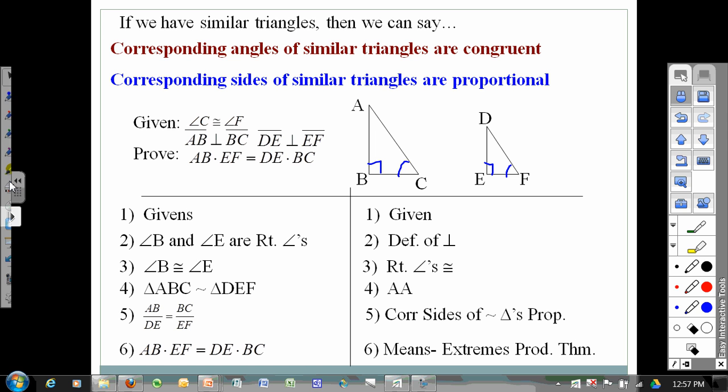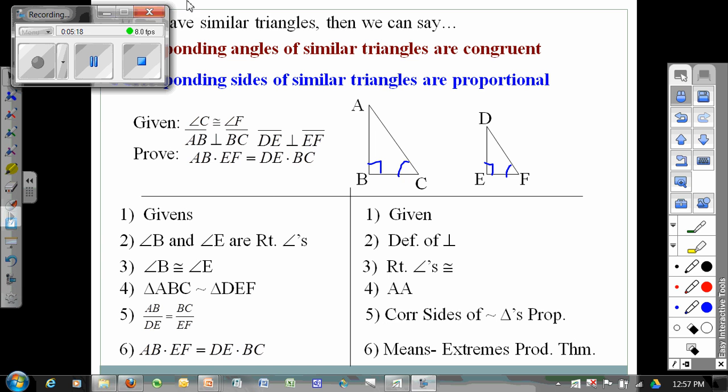Okay, so have fun with the proofs. I know, right? What am I thinking?